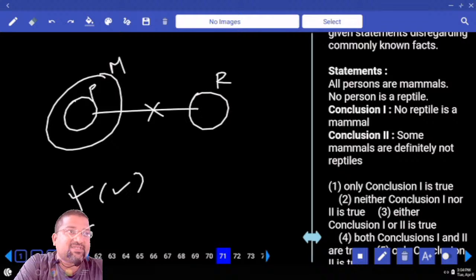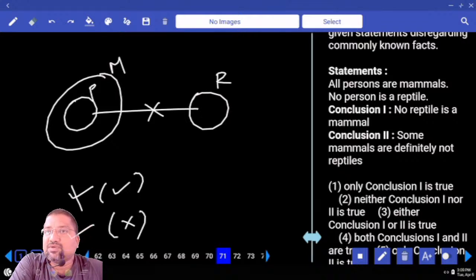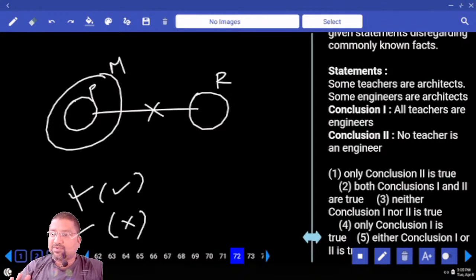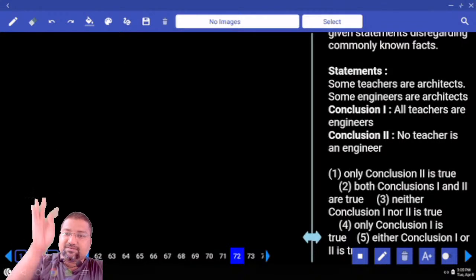According to the statement, person and reptile should not touch each other. Will I be able to draw the diagram? No. What is the answer? Only 2 follows. Only 2 follows. You have to solve only with the help of the diagram, nothing other than that.